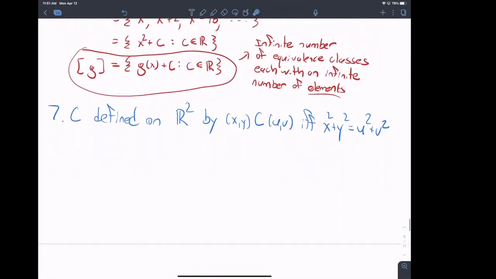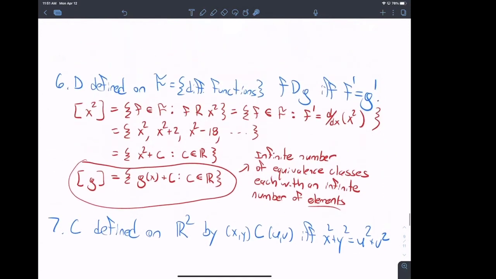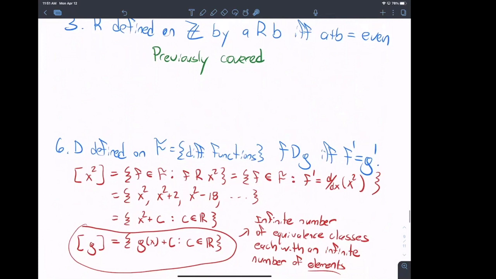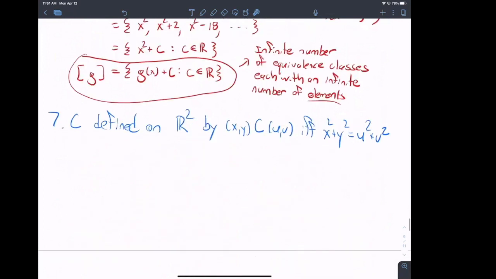Okay, so we did that one. The other equivalence relation on that previous homework assignment was a relation C on R2, the Cartesian plane, which said that an ordered pair (x, y) is related to some other pair (u, v) if x squared plus y squared is equal to u squared plus v squared.